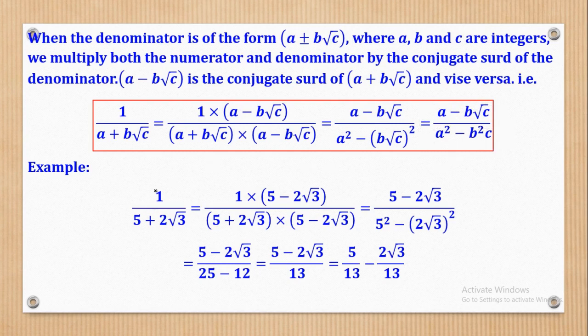For example, if I have this, it means that now this is plus, so the conjugate surd will have a minus, as you see it here. So apply up and down, then open brackets. Now here I realize that this is difference of 2 squares, so it will be 5 squared minus 2 root 3 squared. So when you simplify, you'll come up with this. Simplify further, you come up with this, and then when you split the numerator, you'll come up with this. So you can either stop at this point or at this point, depending on the question asked.